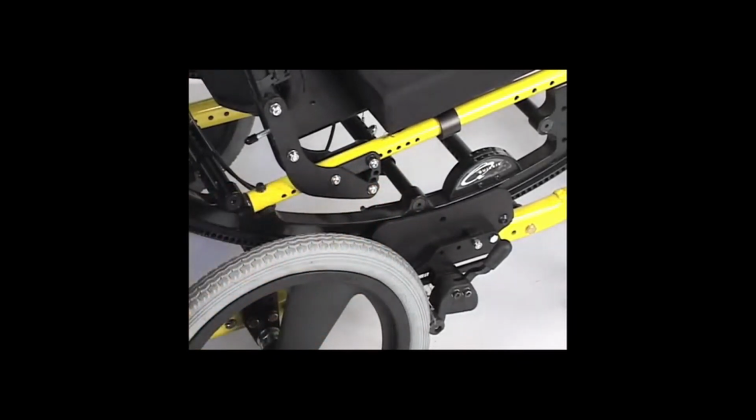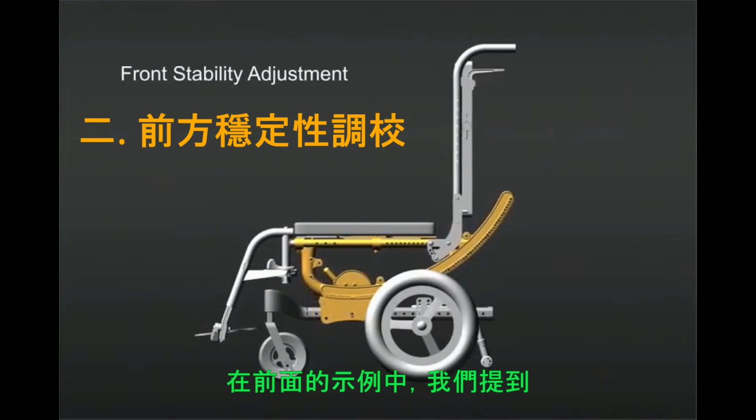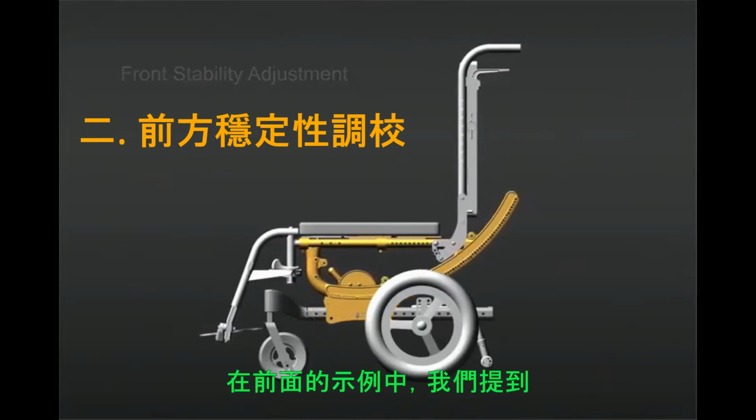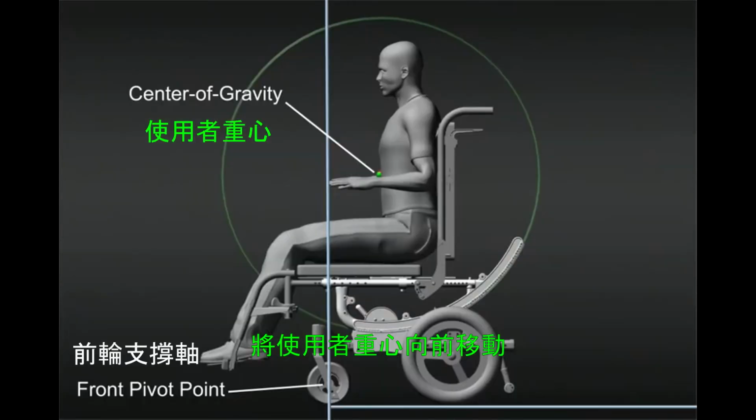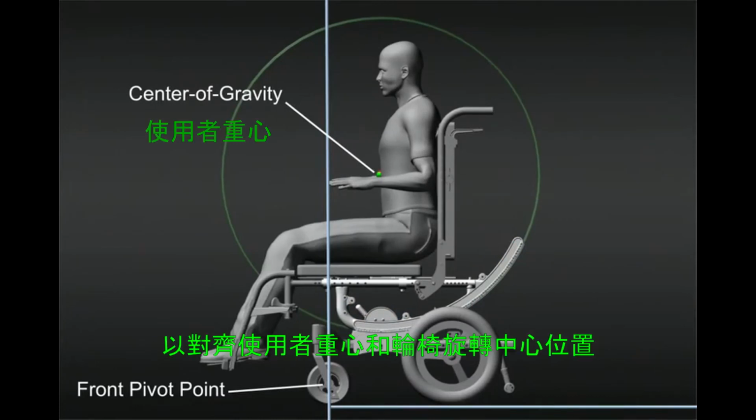Now let's look at front stability. The front stability adjustment allows you to reposition the carriage over the base frame. In the previous example, you'll remember that we moved the person's center of gravity forward to match the CR. This also moved it forward relative to the caster wheels.